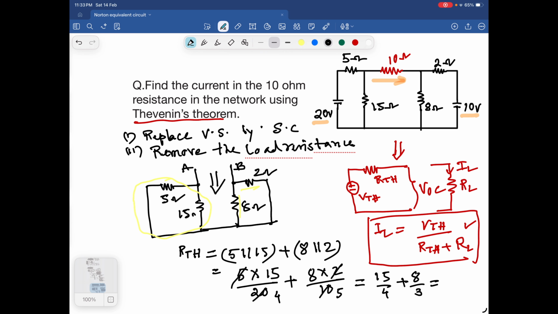After calculations, we get this equal to 5.35. I am requesting all students to use the calculator. Use of a scientific calculator properly during exam time is very, very important. So RTH is equal to 5.35 ohms. Whenever you solve a Thevenin's problem, first remove the load resistance, then replace the voltage source by a short circuit, and if there is any current source, replace it by an open circuit.